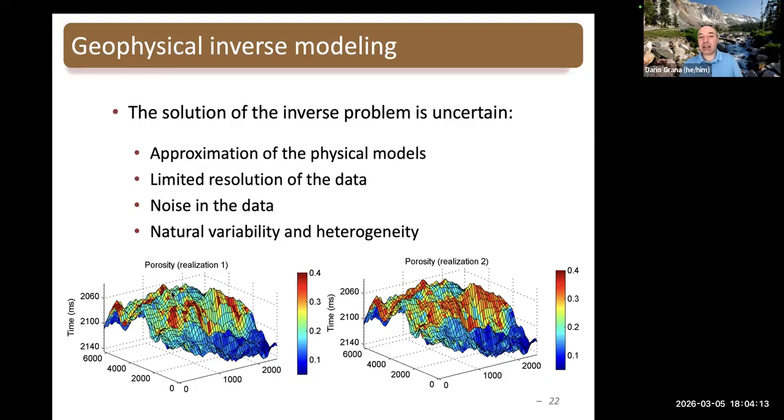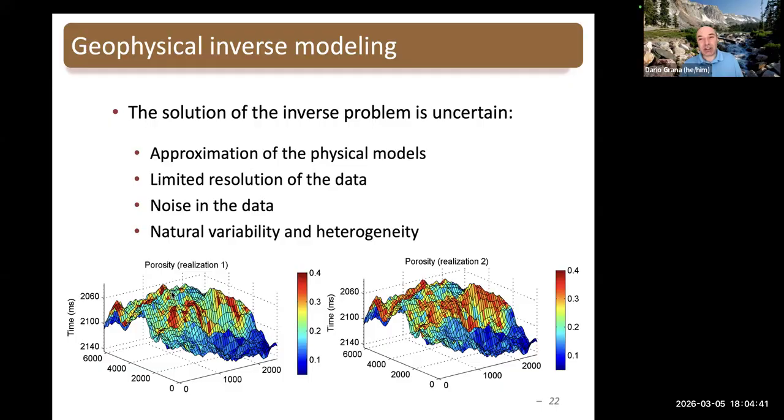The resolution of the data is also a source of uncertainty. The data are measured at the surface, sometimes for targets that are 2,000 meters deep in the subsurface. So these data do not have an infinite resolution. They somehow average layers in the subsurface. For example, typically the resolution of seismic data is 10 to 20 meters. For electromagnetic data, the deeper you go, the smaller the resolution, and so on and so forth.